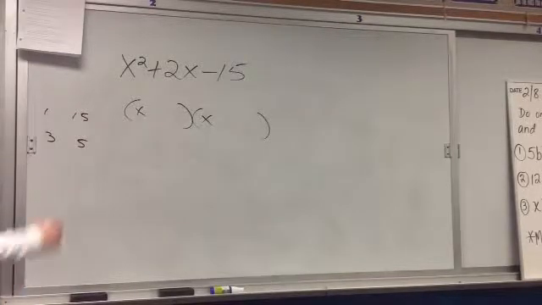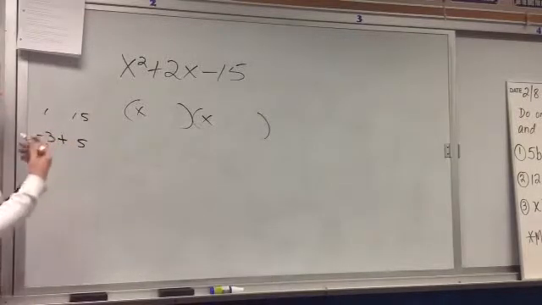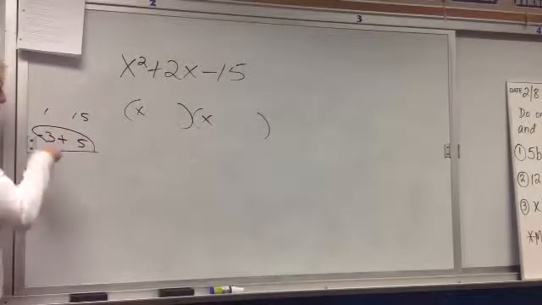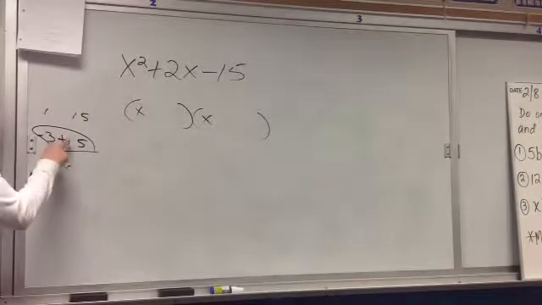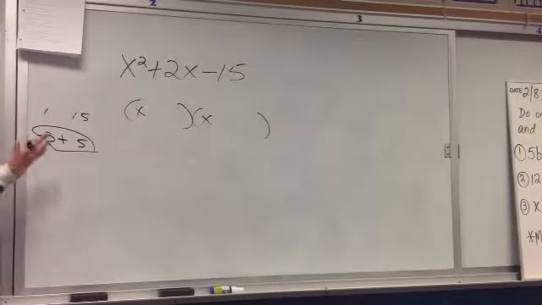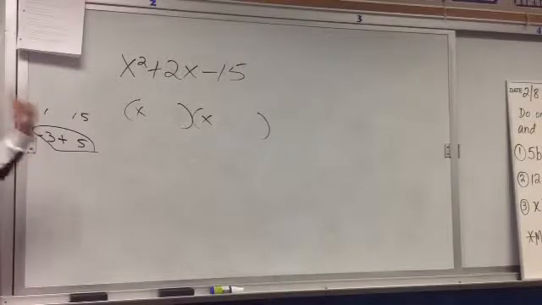Negative 3 and 5. Negative 3 and positive 5. Now here's my advice that helps even the best A student. Write that down on the side, look at it, and make sure it equals 2. Because I can't tell you how many kids flip the signs. But if you write it down, you're going to see that's positive 2. If you try to do it mentally, you're going to screw up.